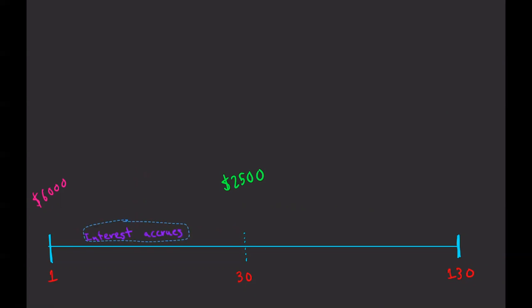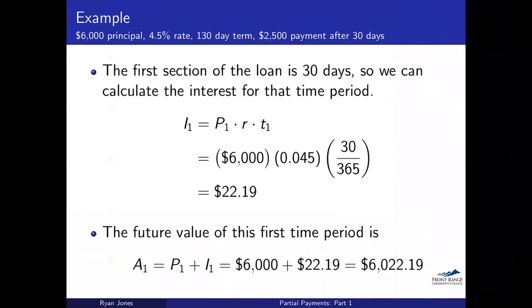I'll move this over a little bit. So interest accrues during that time frame between day 1 and day 30. The very first thing that I need to do is add the interest onto this $6,000. I've got to calculate the interest that accrues and then add it to that $6,000. So let's go ahead and do this.